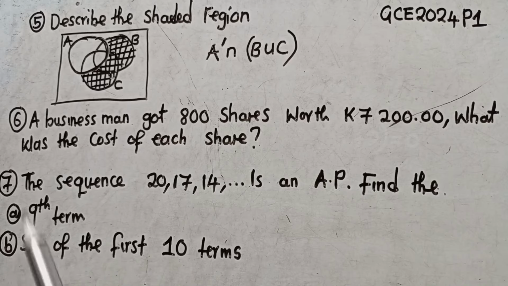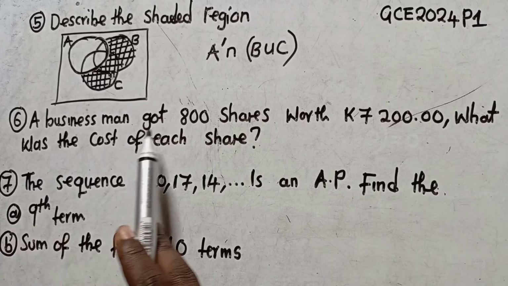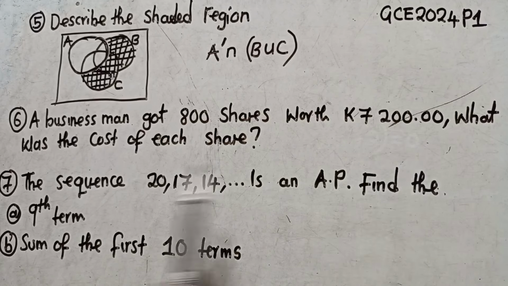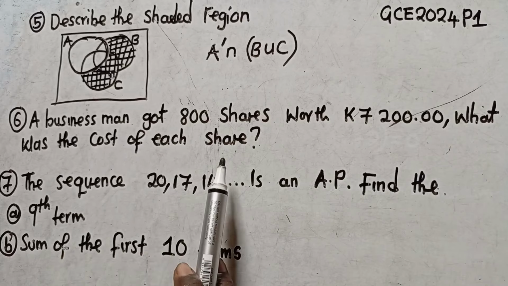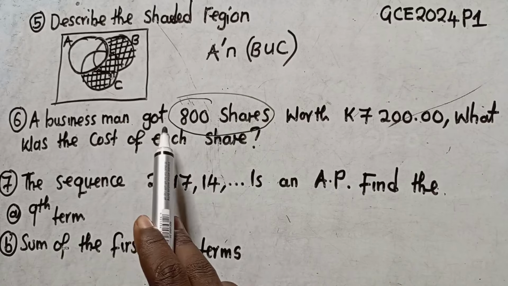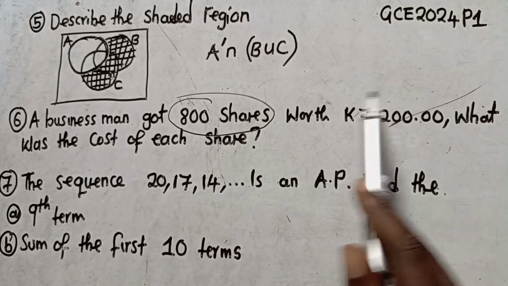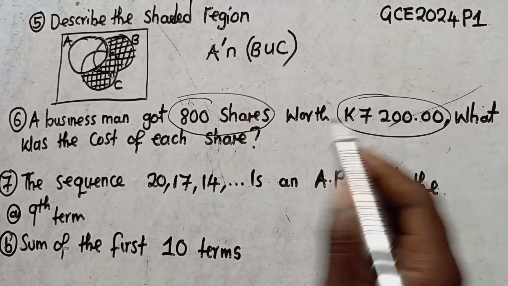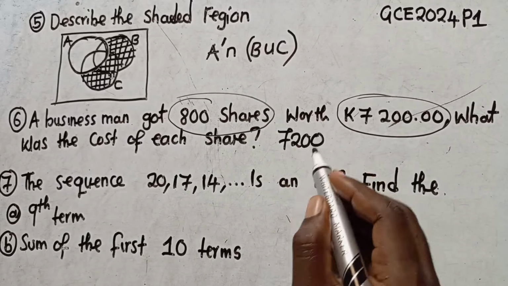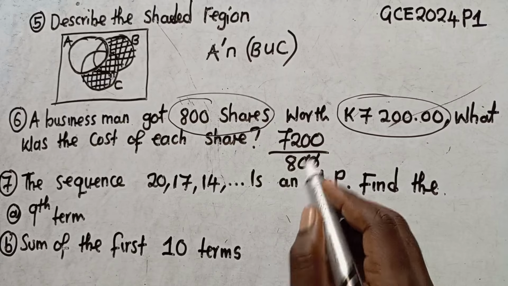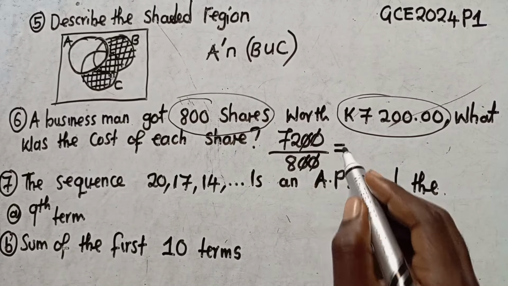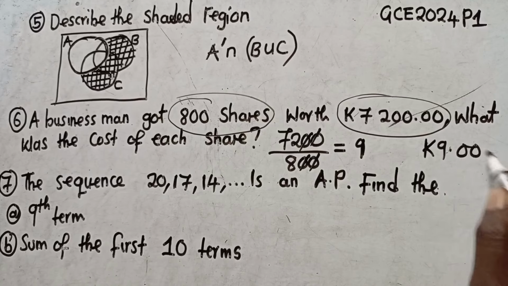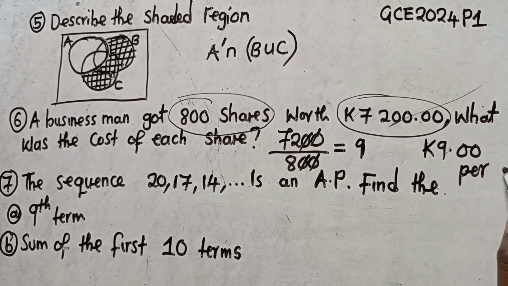I move now to this other question. A businessman got 800 shares worth 7,200 kwacha. What was the cost of each share? So if you've got 800 shares and they're telling you that these 800 shares are worth 7,200, what is the cost per share? You just need to get this same number, 7,200 divided by what? 800. 72 divided by 8, that is 9. So meaning it is 9 kwacha. It is 9 kwacha per share.